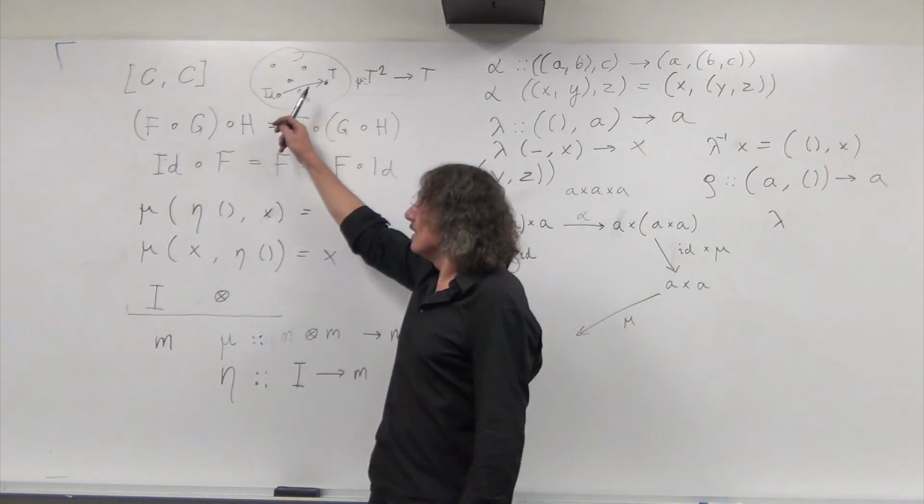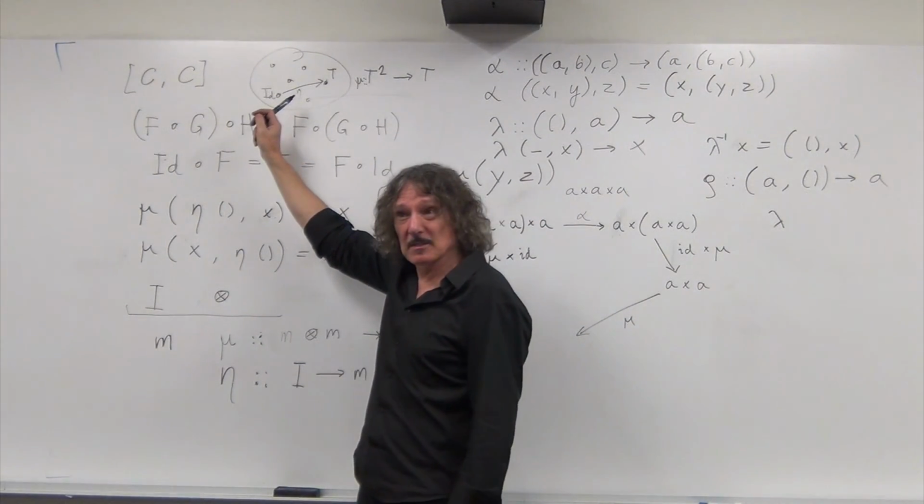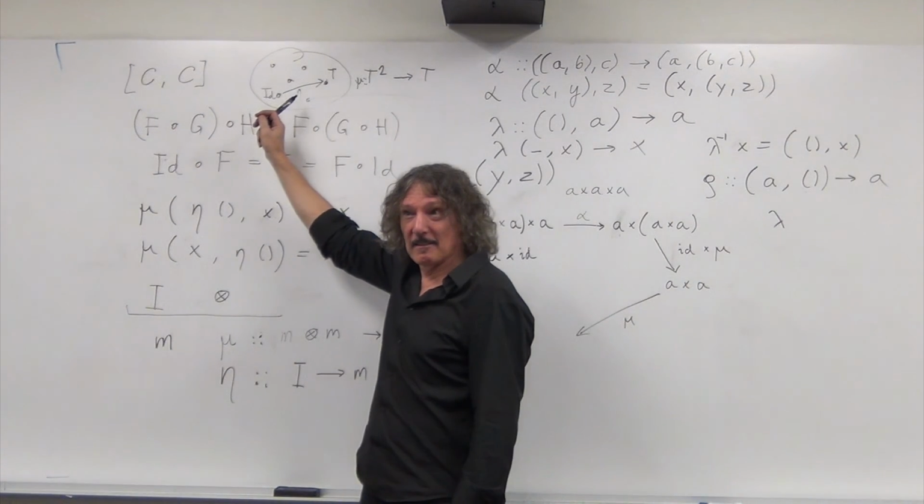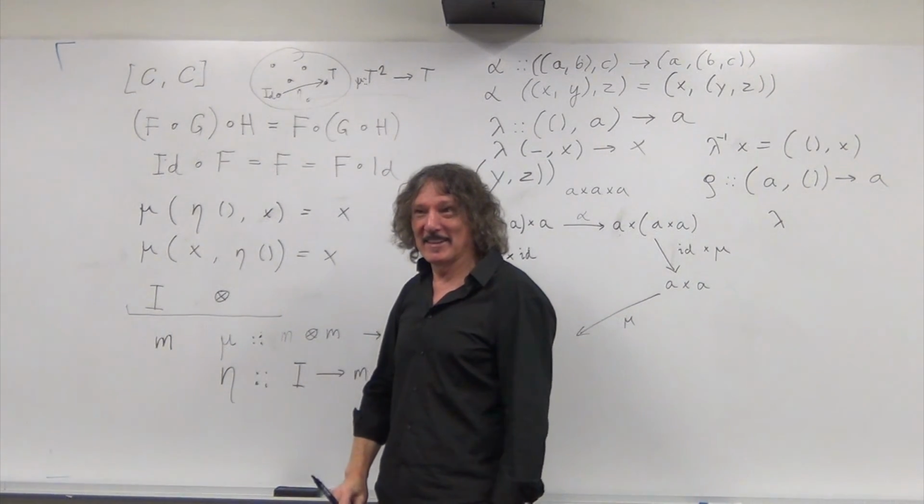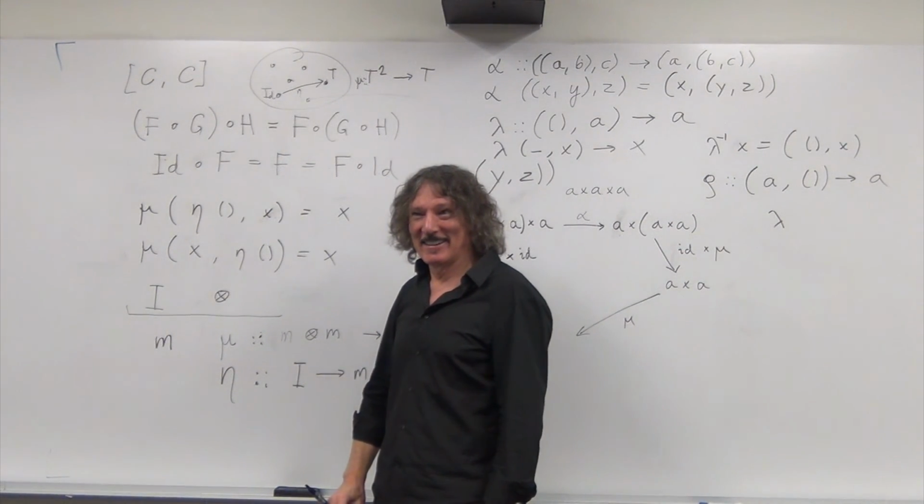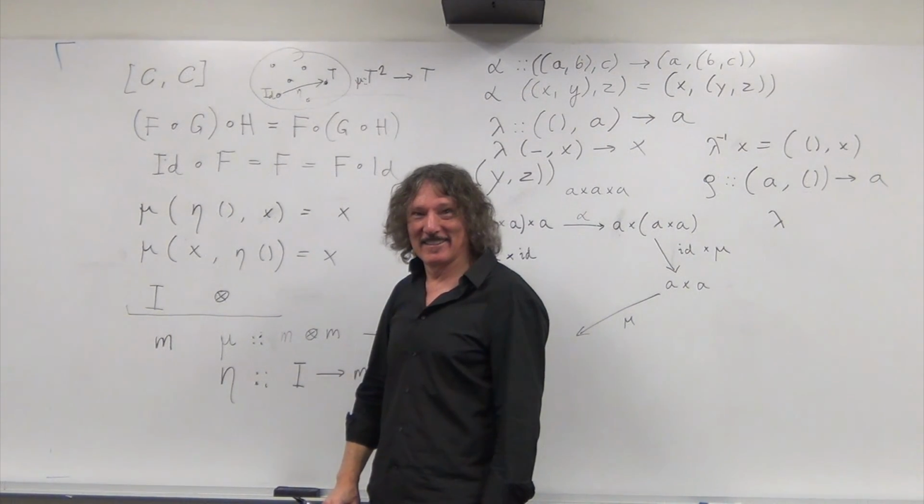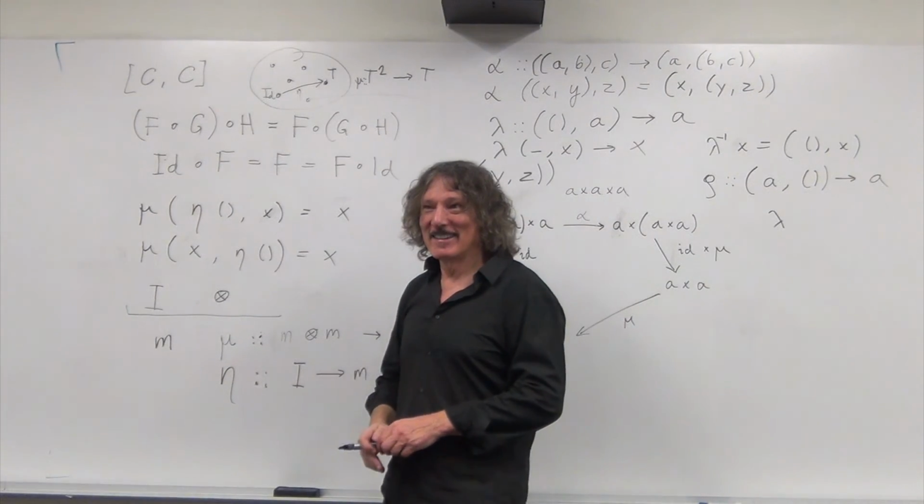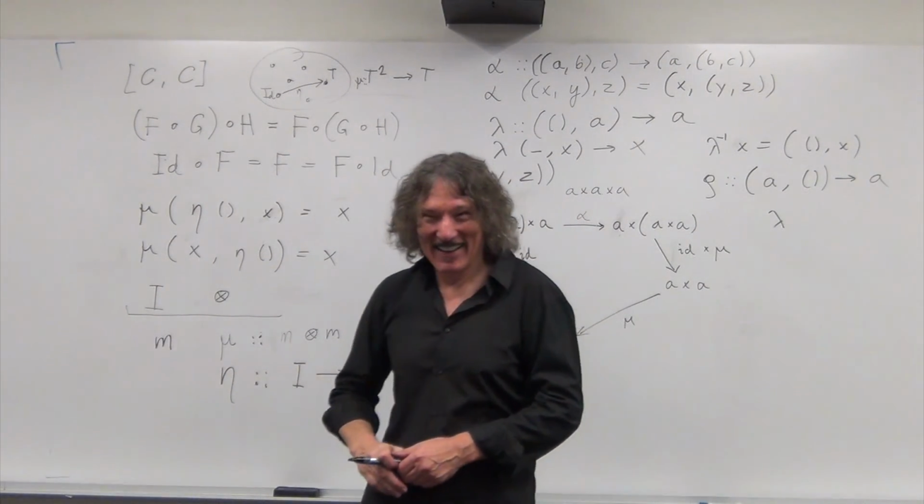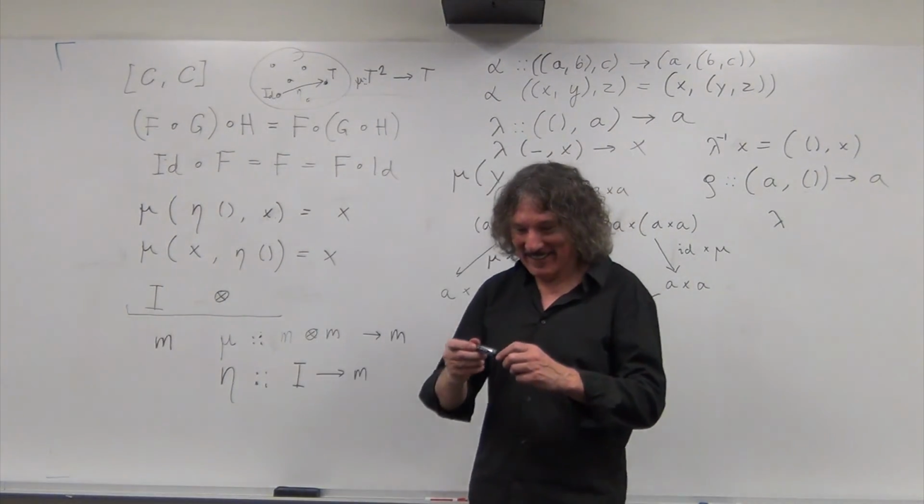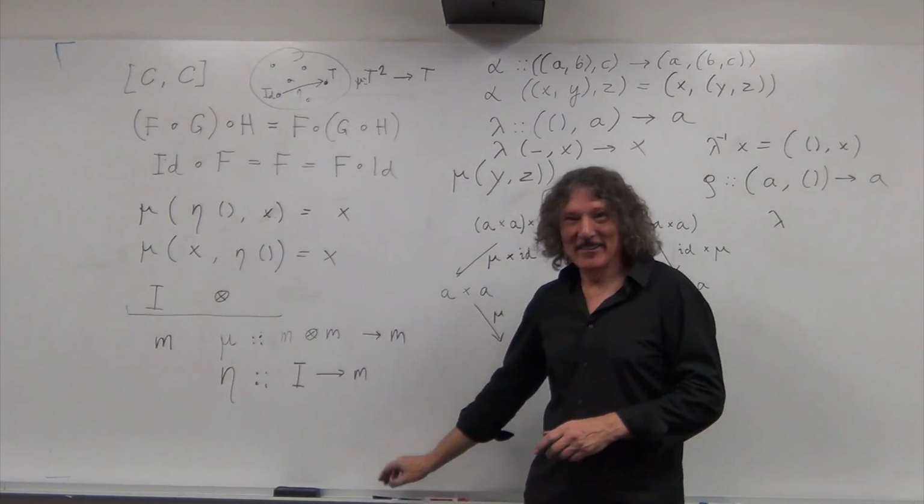So a monoid in the category of endofunctors is a monad, right? That's it. Okay? Thank you.